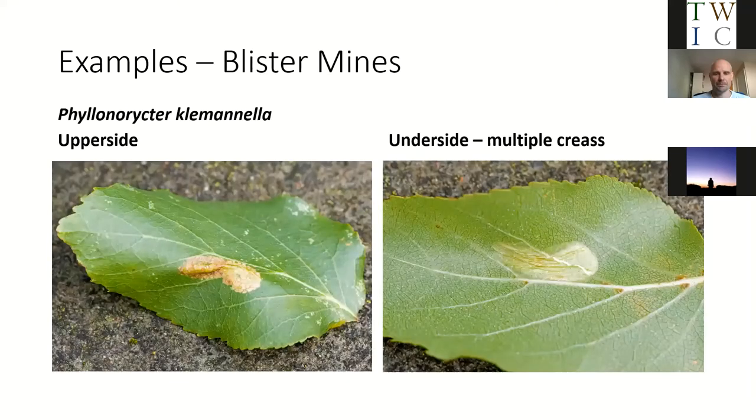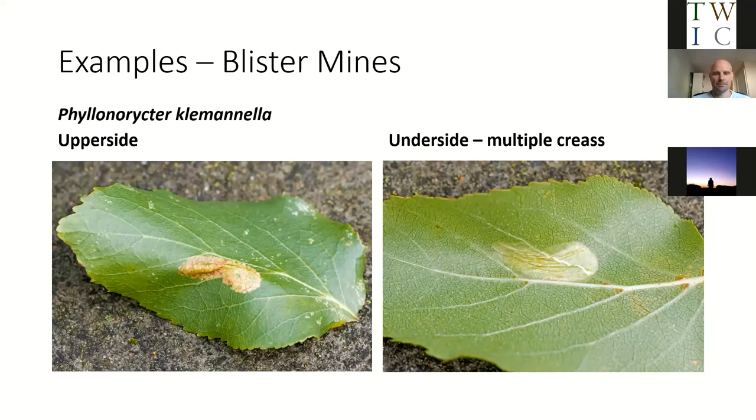Blister mines. As I said earlier, these are always moth, never fly or sawfly. What you normally notice with a blister mine is you'll see the upper side first, and what you look for is a bit of discoloration and usually some contortion of the leaf. Now, when blister mines are very young, the colour change is limited, as is the distortion. Turn it over and then you'll see the mine there on the underside.